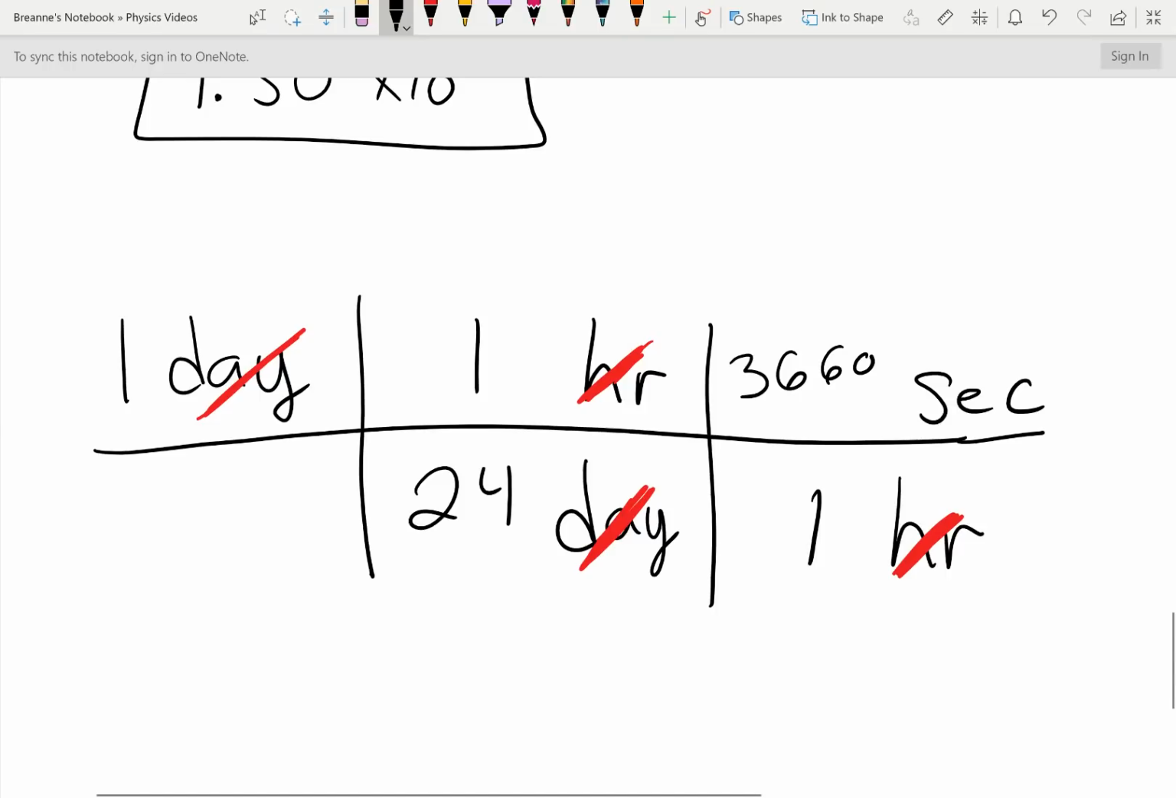So for 1 hour, there's 3,600 seconds. Nope, it's not a 6, it's a 0. I was like, wait a minute. So 3,600 seconds. Now we're left with seconds. That's what we want. We're left with what we want. We want seconds.